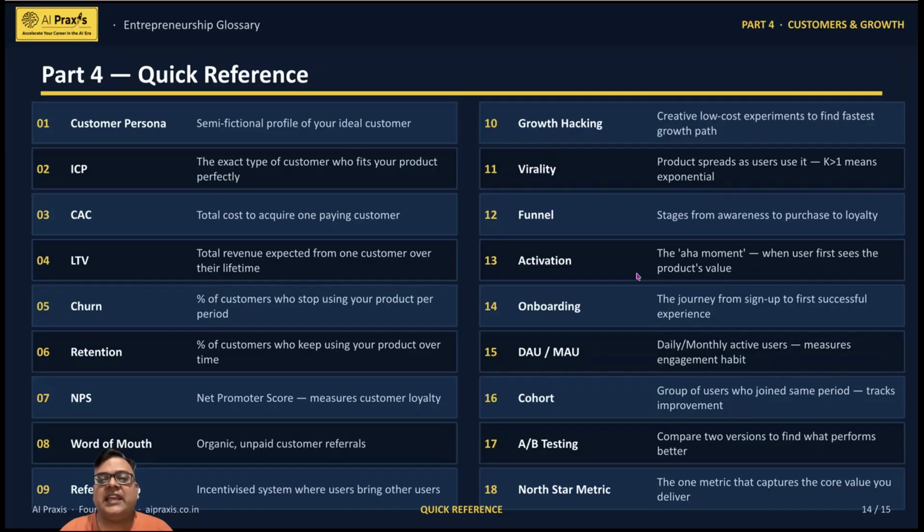So, let's quickly recap everything we have covered so far, from understanding your customer persona and ideal customer persona, to acquiring them, CAC, to monetizing them, LTV, to retaining them, retention, churn, NPS, to growing referral loops, virality, funnel, to optimizing, A/B testing, cohort analysis, and finally aligning everything with a North Star metric. This is your complete growth framework.